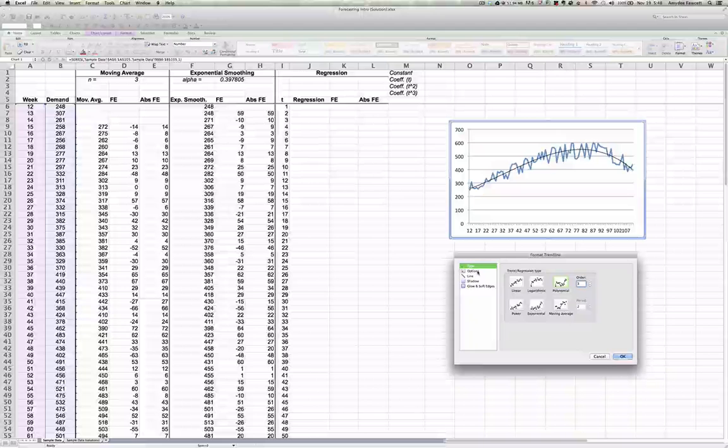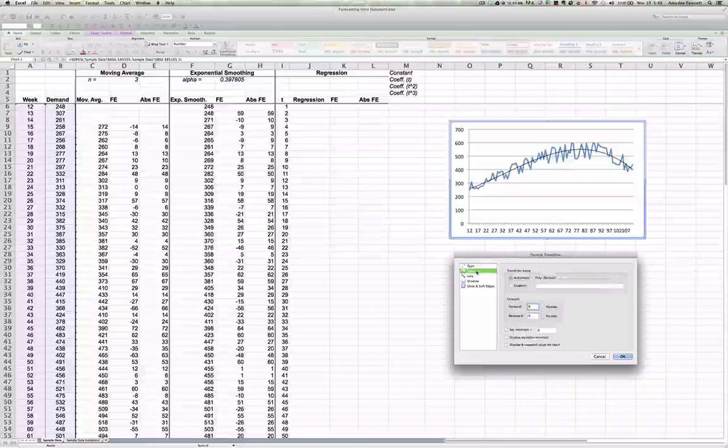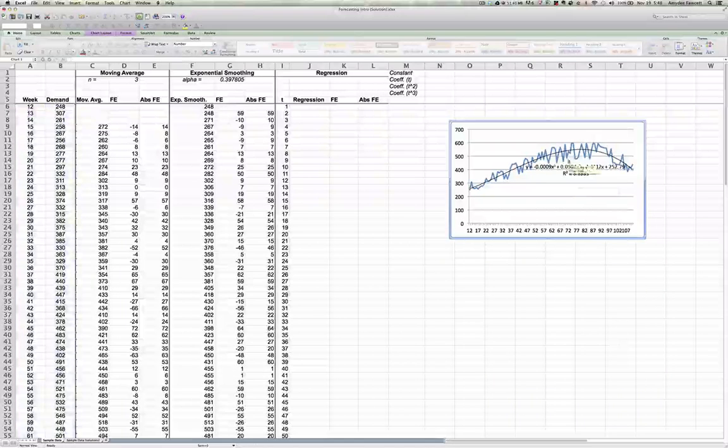Again, the great thing about this type of polynomial time series regression analysis is I can make my regression function flexible enough to pick up patterns such as cyclicality that is clearly present in the data here. Now I'll indicate that I want to see the equation on the chart as well as the R squared. And then I click OK. Now let's take a look at what we get here.